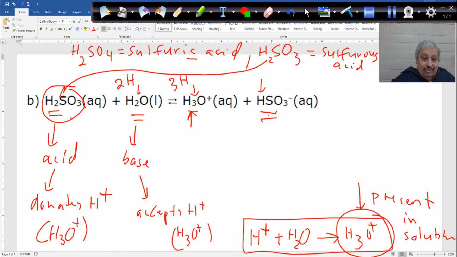Now, what do we call this one here? Conjugate what? And this is conjugate what? Now, H3O plus, conjugate acid or base? Now, somebody said acid. Let us open an option here. No? No?